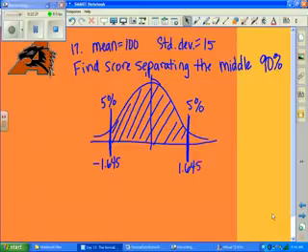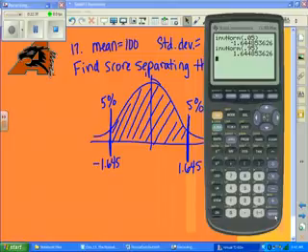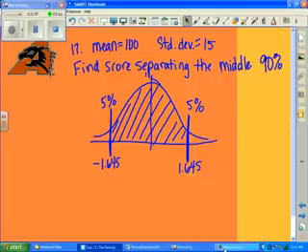But let me go ahead and show you that. Now this is the bottom 95%. So if I did my calculator and I did inverse norm of 95%, then I get the positive value of that z-score. Okay. So at this point, I want to talk about the ambiguous wording of this question.